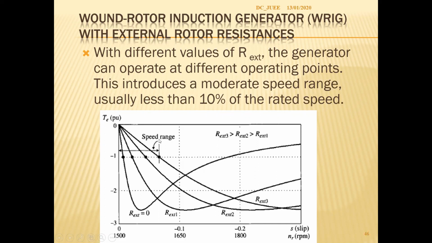Now, if it is 15%, so 15% of 1500 RPM is how much? 225. So then it goes to a speed of 1725 RPM instead of 1500 RPM, what we were using earlier.